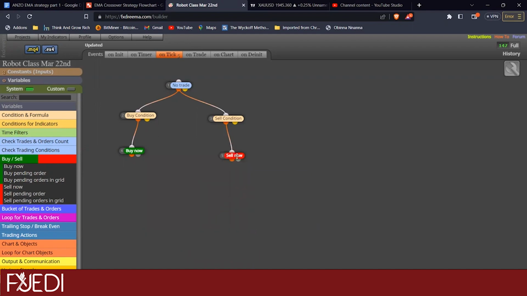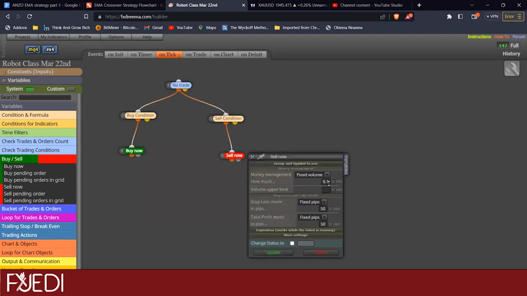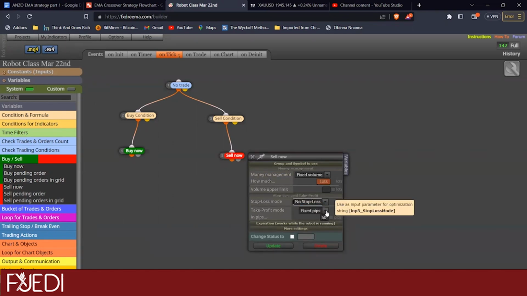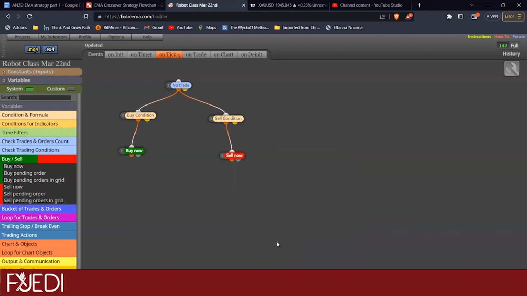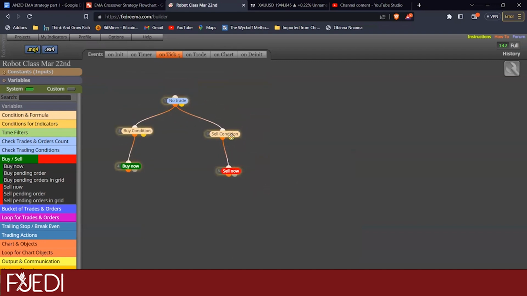We do the same for the sell side. So just double click on that. Select our lots, no stop loss, and no take profits. Okay. Now, obviously, you want to trade with stop loss and take profits, or at least I have a way of managing that, right? Now, I can just right click and select create area.